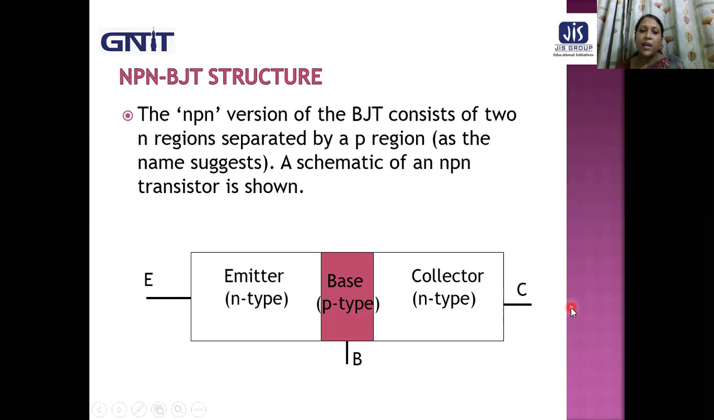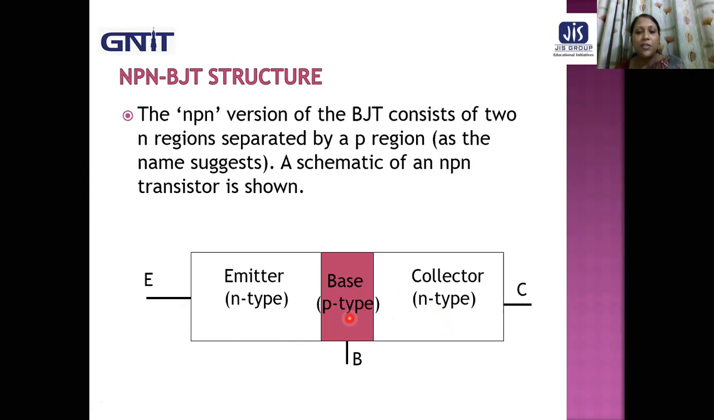Emitter region is N-type, collector region is also N-type, but the base region is P-type. Emitter terminal is denoted by capital E, collector terminal by capital C, and base terminal by capital B. Base region is sandwiched between the emitter and collector regions. So the base region is of opposite polarity to the emitter and collector regions, and the width of the base is nearly of the order of 1 micrometer.